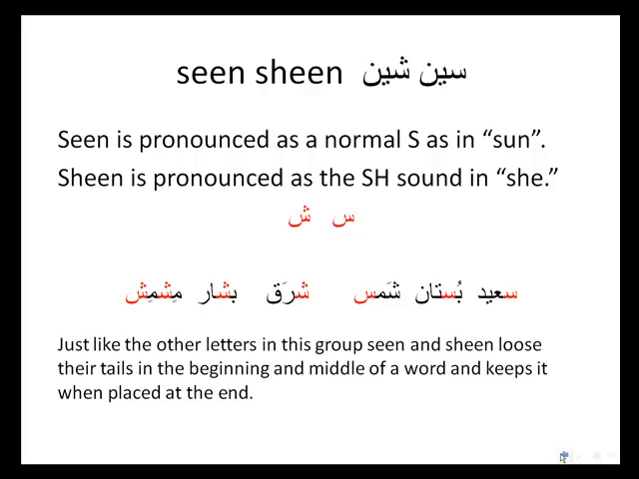The next two letters, sin and shin, look the same except for the dots. Sin is a normal S. Shin is pronounced as the SH sound in she, for example. And again, in the beginning and the middle, they keep the same shape, a wavy line, and at the end the tail comes back as well.